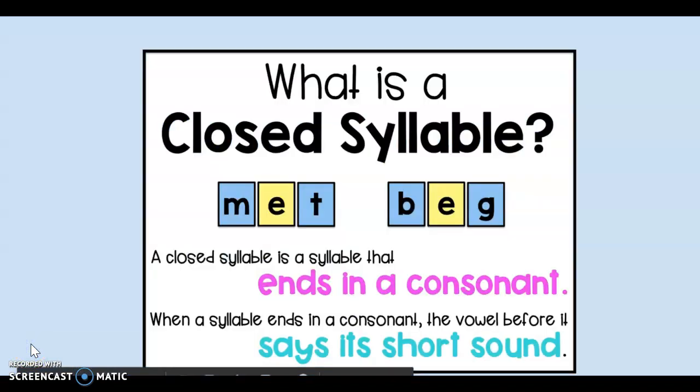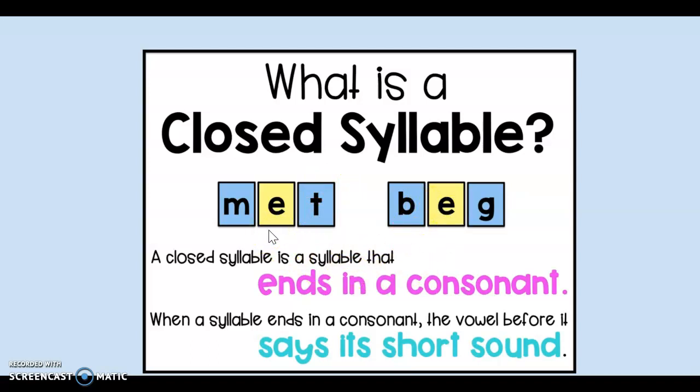So what is a closed syllable? If you look right here, a closed syllable is a syllable that ends in a consonant. When a syllable ends in a consonant, the vowel before it says its short sound. So if you look at your two example words, met and beg. Now, if you didn't know these words, you would have to decode them. Et, b, eg. Now, we know that because they end in a consonant, the two vowel sounds are short.